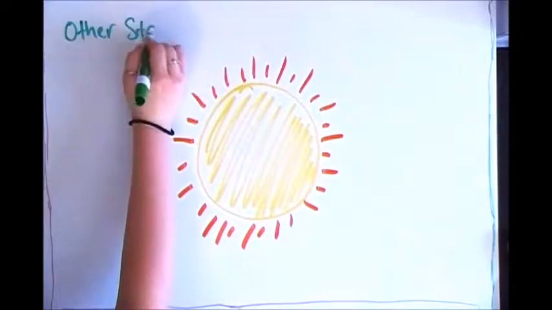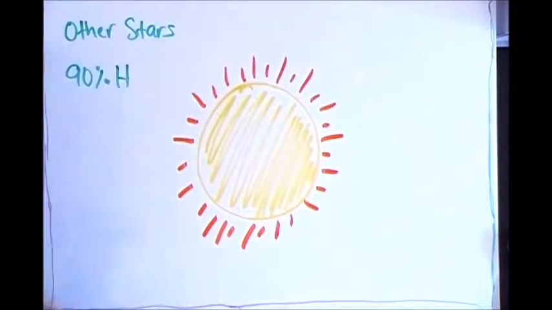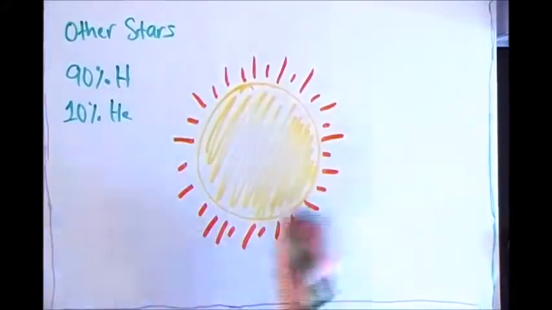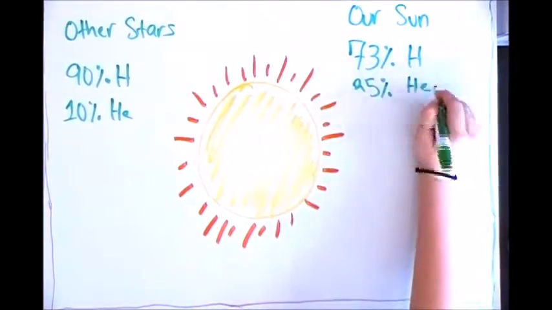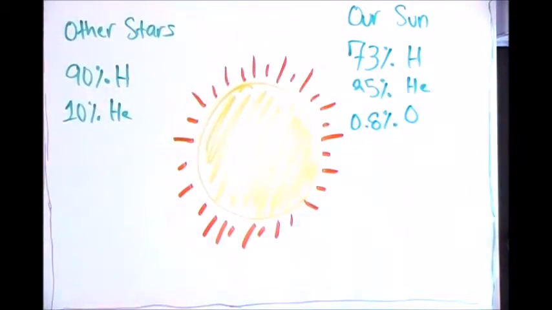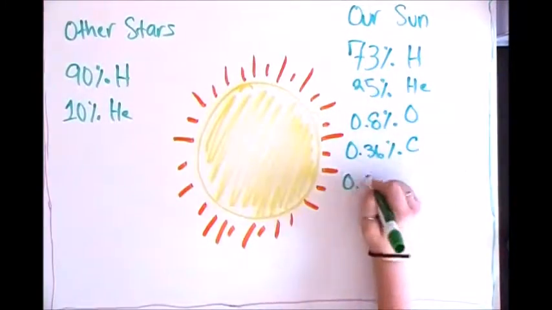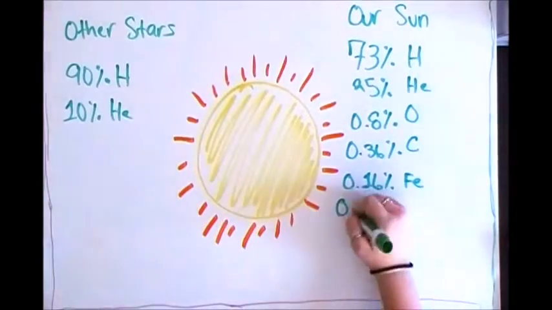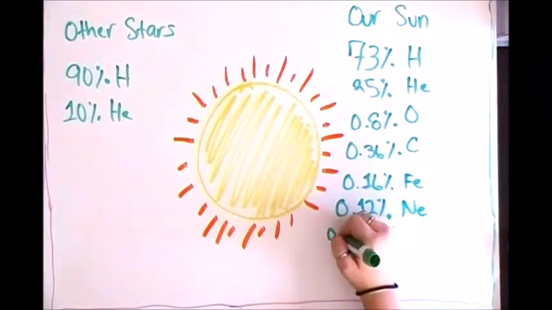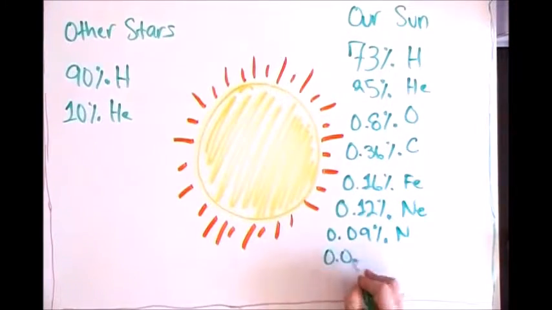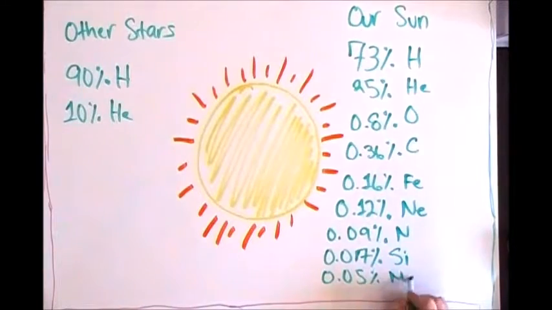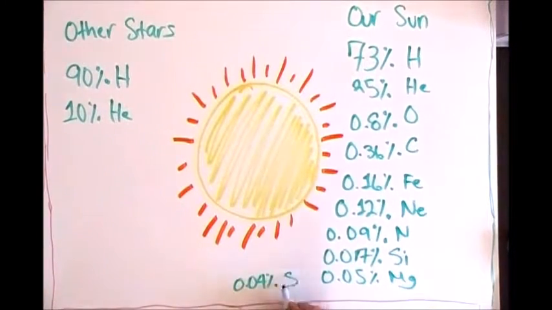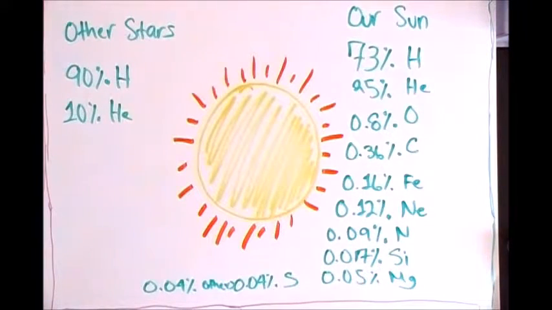Other stars are about 90% hydrogen with about 10% helium and have trace amounts of other elements. Our Sun is 73% hydrogen, 25% helium, 0.80% oxygen, 0.36% carbon, 0.16% iron, 0.12% neon, 0.09% nitrogen, 0.07% silicon, 0.05% magnesium, 0.04% sulfur, and lastly 0.04% of other elements.